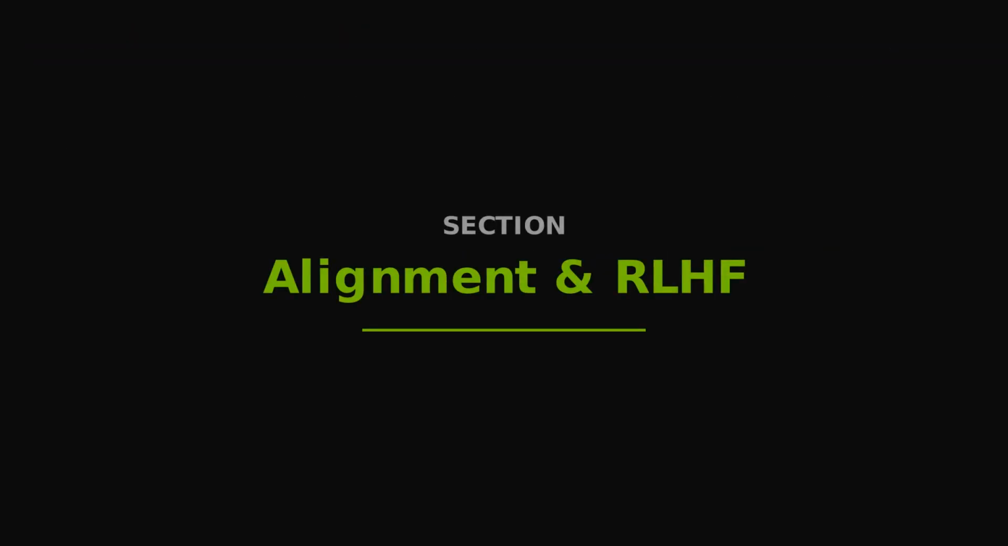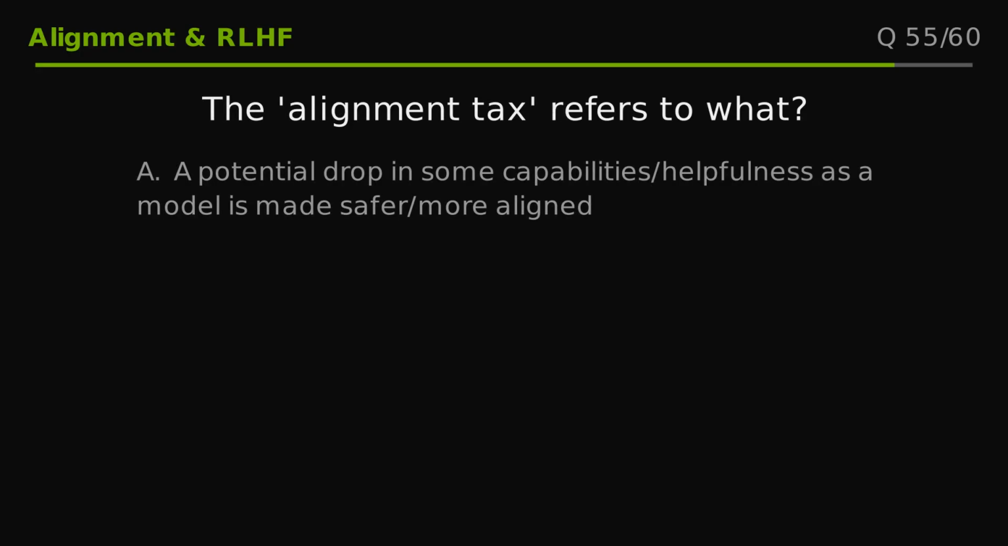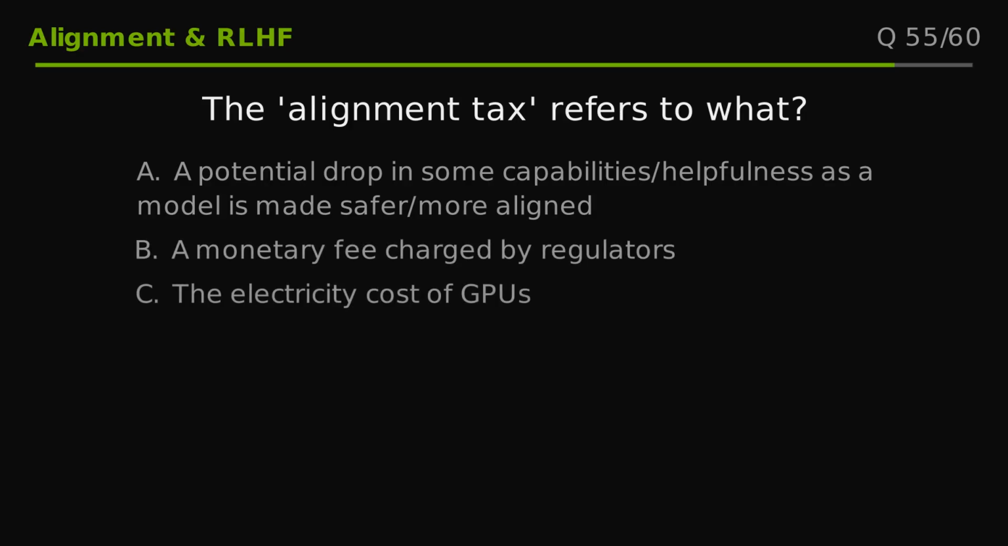Next section, alignment and RLHF. Question 55. The alignment tax refers to what? Option A. A potential drop in some capabilities or helpfulness as a model is made safer or more aligned. Option B. A monetary fee charged by regulators. Option C. The electricity cost of training. Option D. A type of tokenizer.